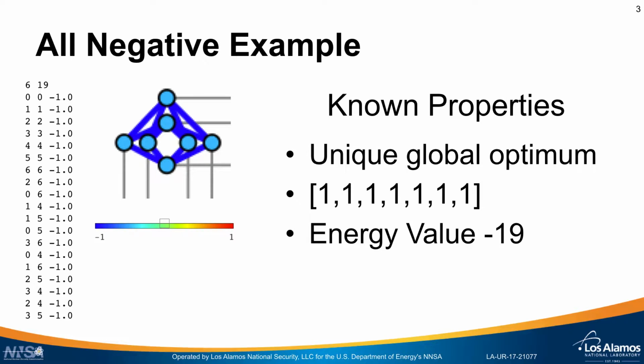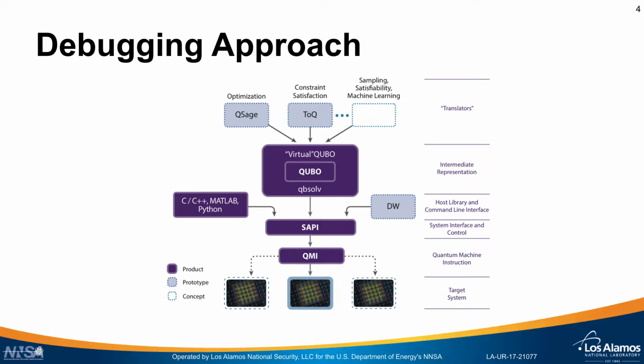Now, the cool thing about this particular input is that it has nice known properties. It has a unique global optimum where all the spins are set to 1, and you can easily calculate the minimum energy value. In this case, it's 19. So when I say you want to build small examples, this is a good illustration of that.